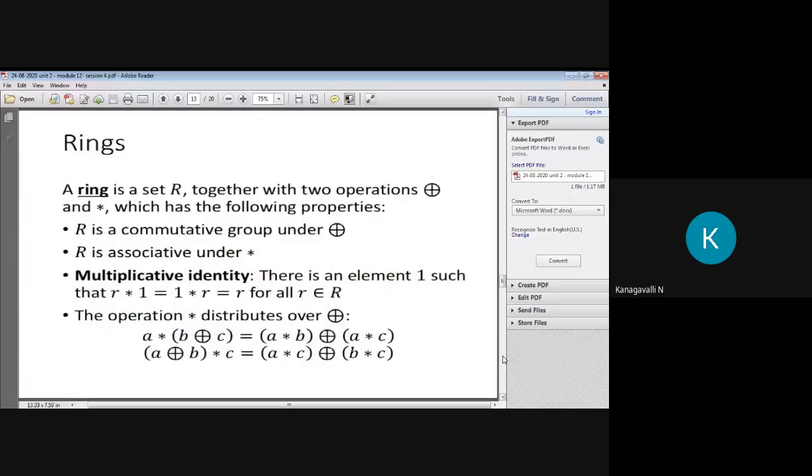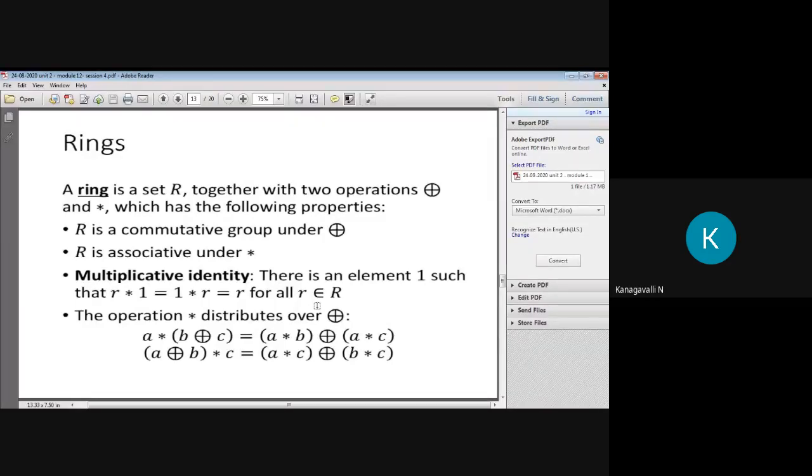So check here, your ring is a set R together with the two operations addition and multiplication, right? So addition is commutative, multiplication is associative, right? Then multiplicative identity. Here it is an element one such that R into one equals one into R. What is that? That means if you multiply something with your integer, then you get the same integer as the result, right? So this belongs to your ring. That means already we are having one element in a ring. So we need to check whether this integer is present in the ring or not.